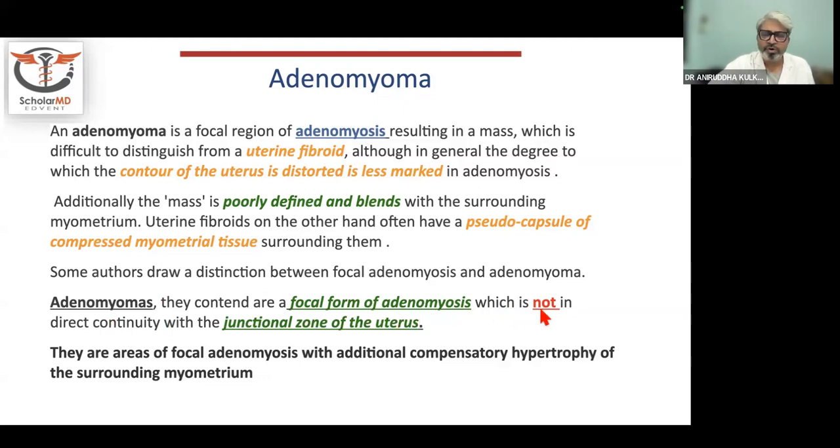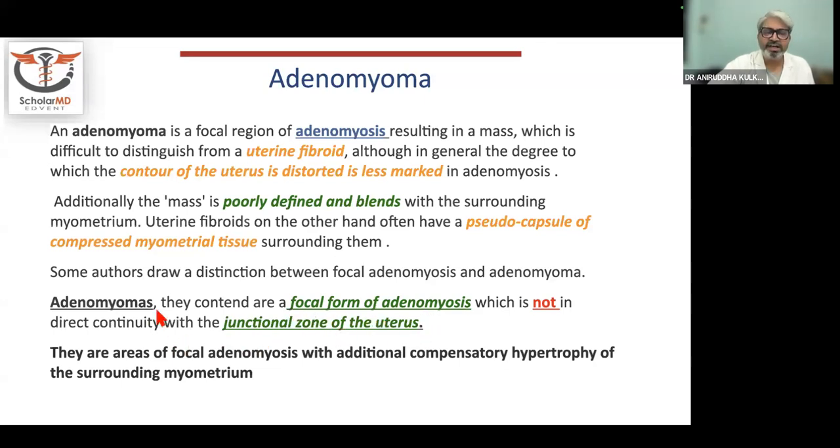adenomyosis, which is not in direct continuity of the junctional zone. If it is in continuity with the junctional zone, it is a focal form of adenomyosis. If it is distinctly away from the junctional zone of the uterus, it needs to be termed as adenomyoma. Just to re-emphasize once again, a focal form of adenomyosis not in direct continuity with the junctional zone is called an adenomyoma. When it is in continuity, it is called focal adenomyosis.